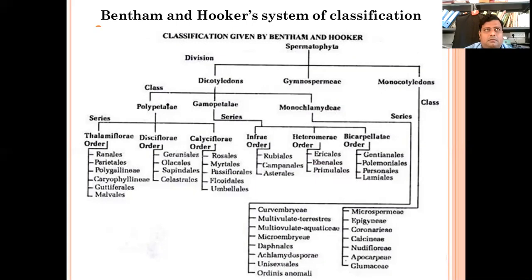We will go to the subclass Gamopetalae. The flowers are usually in two distinct whorls of perianth. The segments of the inner whorl or corolla are fused. It is further divided into the series Inferae, Heteromerae, and Bicarpellatae.